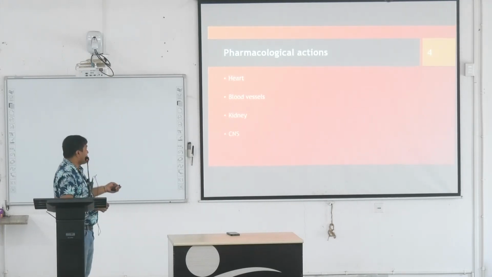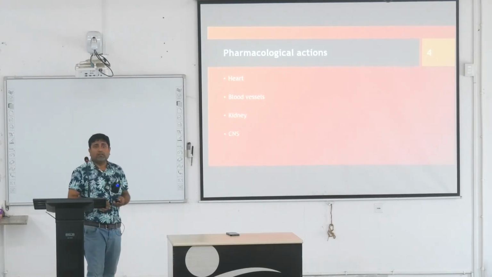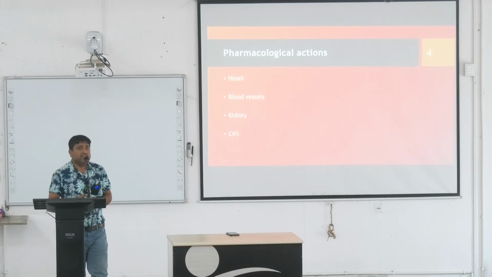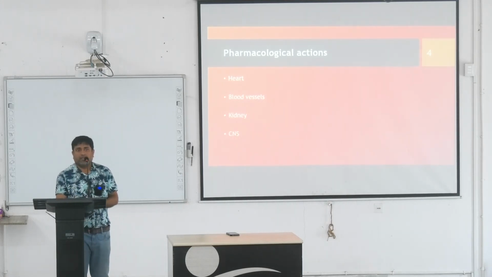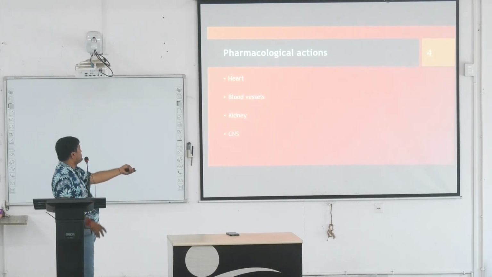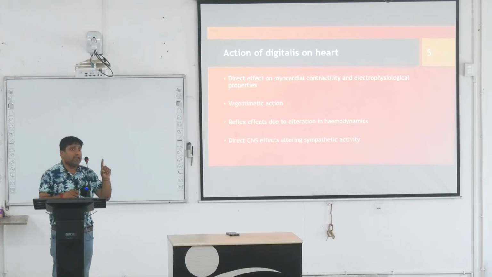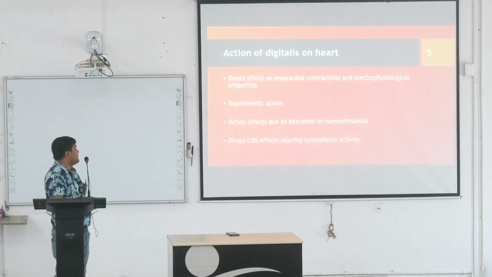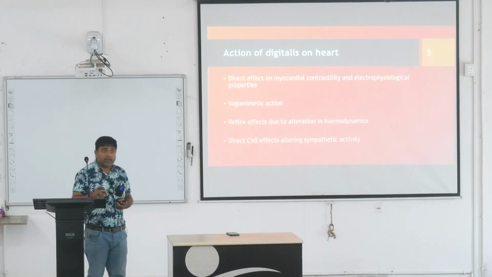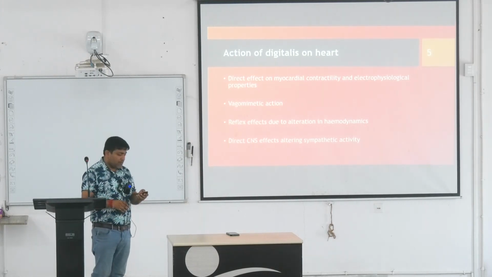Now, coming to the pharmacological actions of digitalis. They are on the heart, particularly on the heart, definitely, on the blood vessels, on the kidney, and on the central nervous system. Now, coming to the pharmacological actions on the heart. What are the actions on the heart? Number one, it increases the force of contraction of the heart, so a direct effect on myocardial contractility. And the second effect is on the electrophysiological properties. We will come one by one.